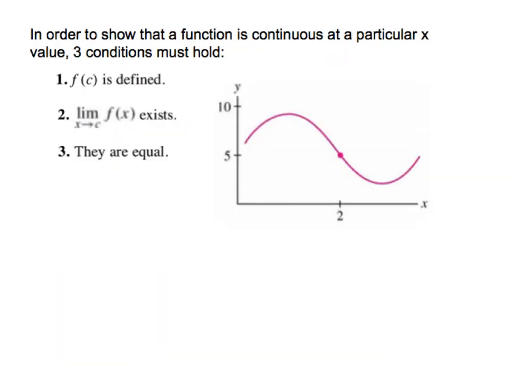So this is simple but super important. In order to show that a function is continuous at a particular x value, three conditions must hold. We can't just say we sketched it without lifting our pencil. We have to show that f of c is defined, so the function is there. We have to say that the limit exists, and those two things are equal every time. The function's defined, the limit exists, and they are equal.